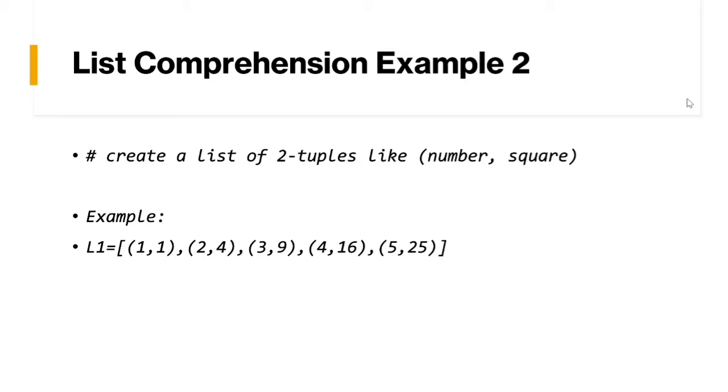The second example is to create a list of two-tuples. Two-tuples means a tuple which has two values, like a number and its square. So you can see in the example that here are the squares of the first five natural numbers, clubbed in a tuple, right? So 1 squared is 1, 2 squared is 4, 3 squared is 9, and so on up till 5. So let us see how we can get tuples in list comprehensions.